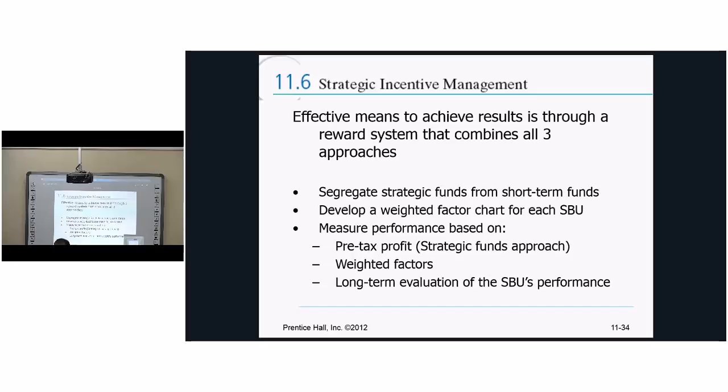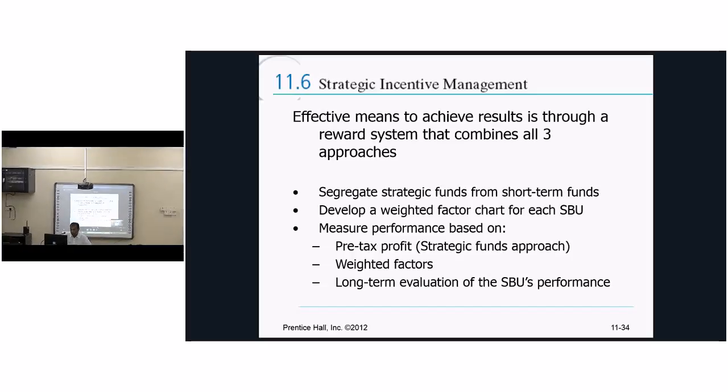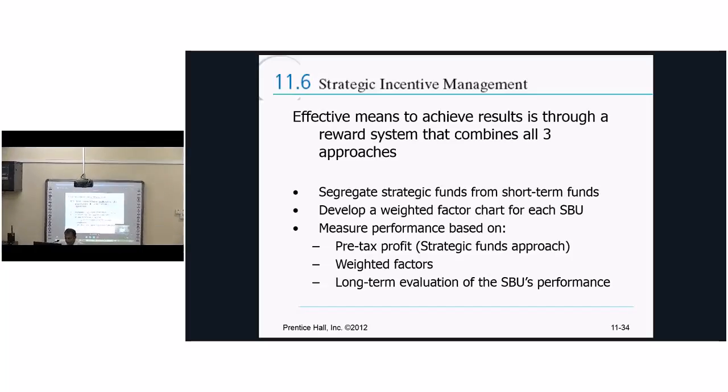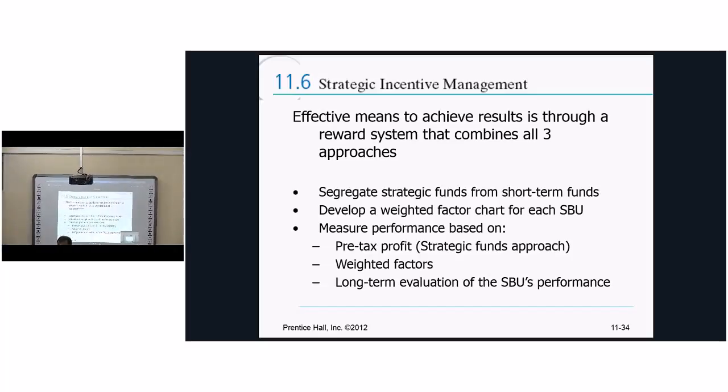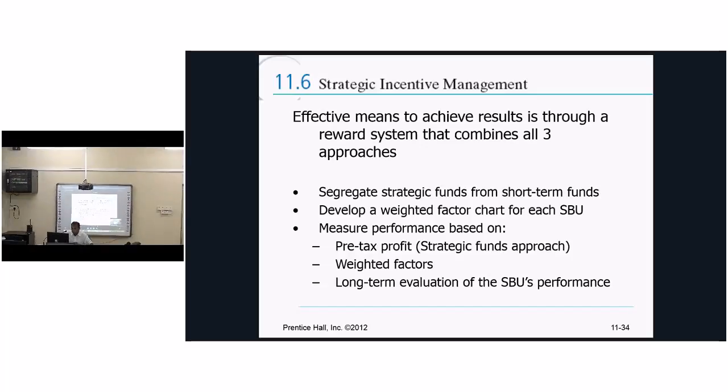So it is kind of difficult to have. Then you need to have different weightages for different products and different services. You need to take into account the profitability, weighted factors, what kind of weightages you are allocating for each and every one, and long-term evaluation of the achieved performance. So when you design a strategic incentive method or a strategic fund, you need to take into account these elements as well.